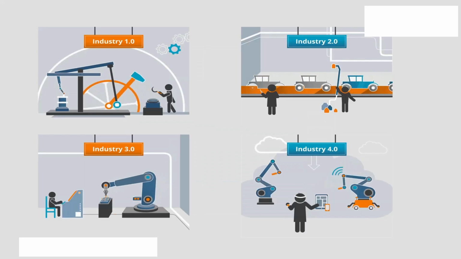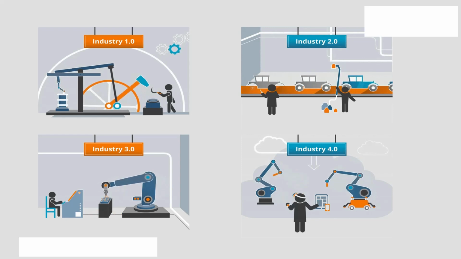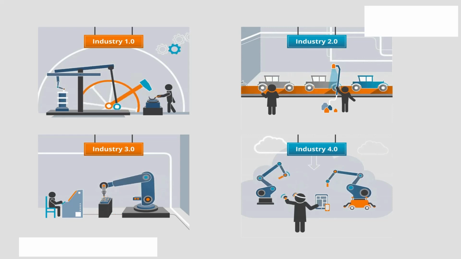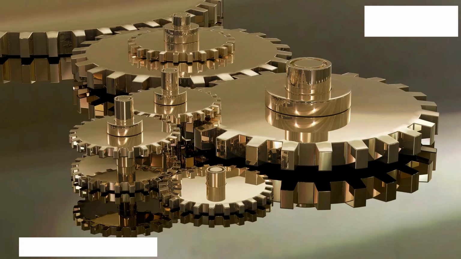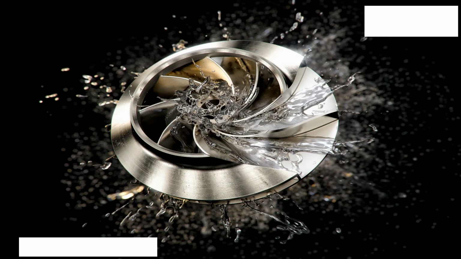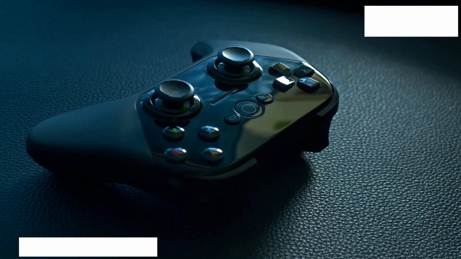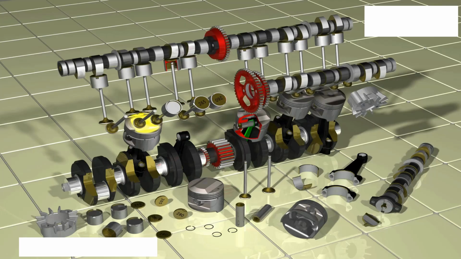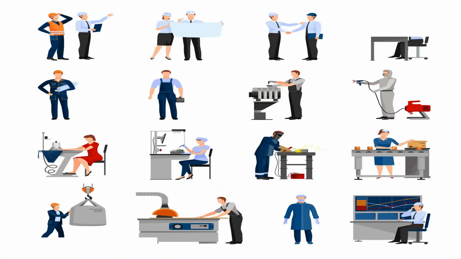The main motto of all these revolutions was to make a product by utilizing the technology available at that particular period. So, according to Wikipedia, manufacturing can be termed as the process of making goods by hand or by machine. Did you ever wonder how these things are made? Or this one, and many other components that you encounter in day-to-day life. By following different strategies, and by using various factors like machinery, tooling, power, and human force.